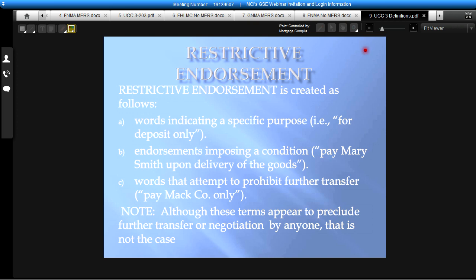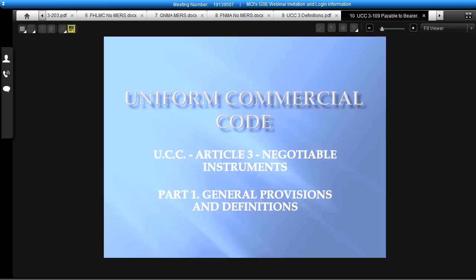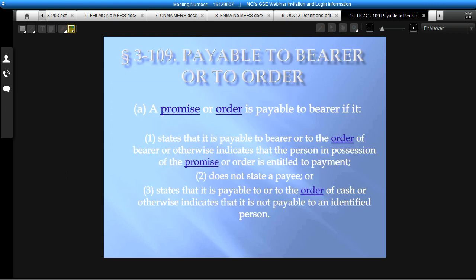Now, I'd like to go over Uniform Commercial Code, Article 3. Okay. We talk a lot about bearer paper. The banks talk about it all the time. I have bearer paper. Let's see what bearer paper is.